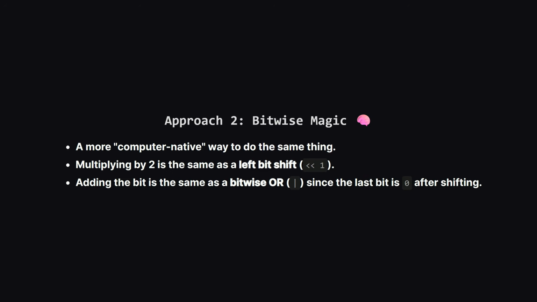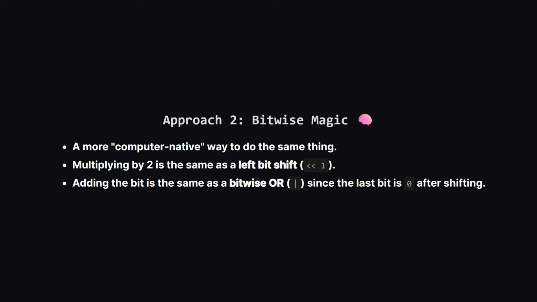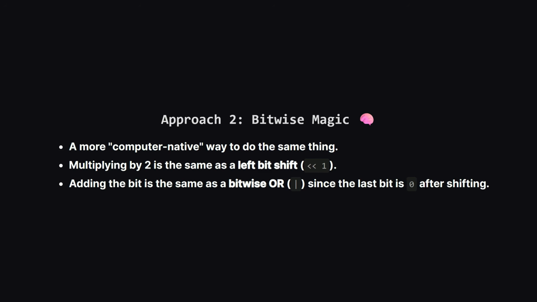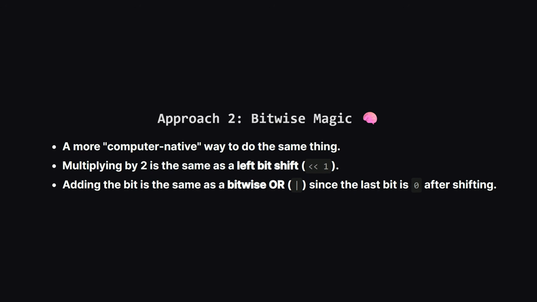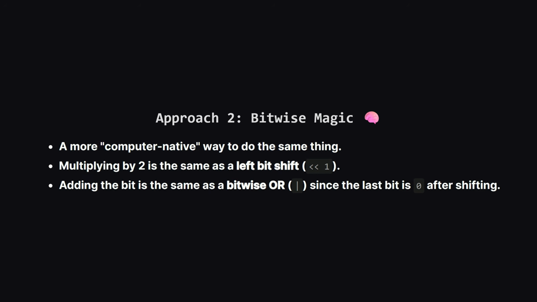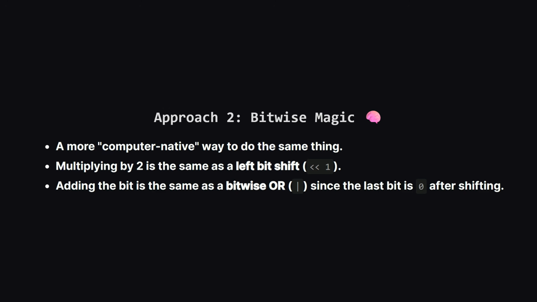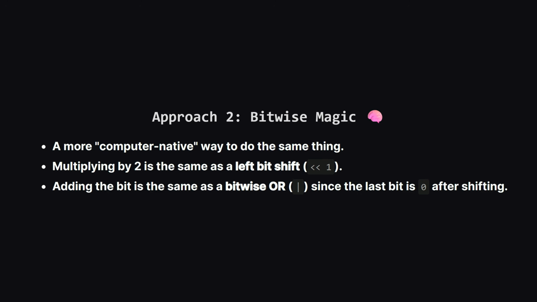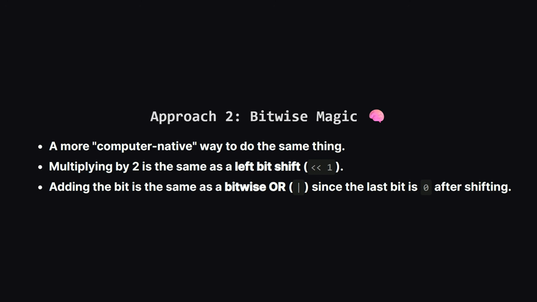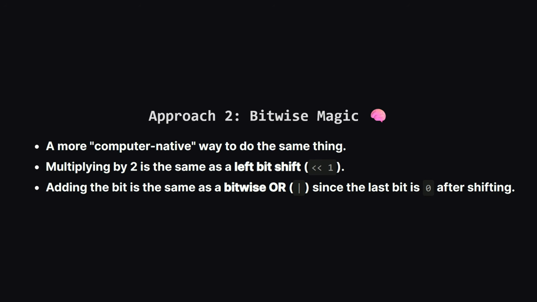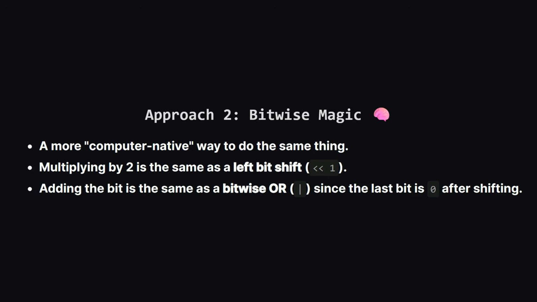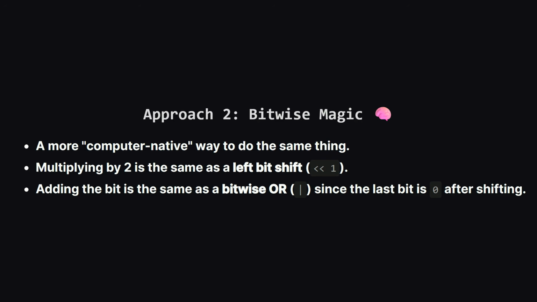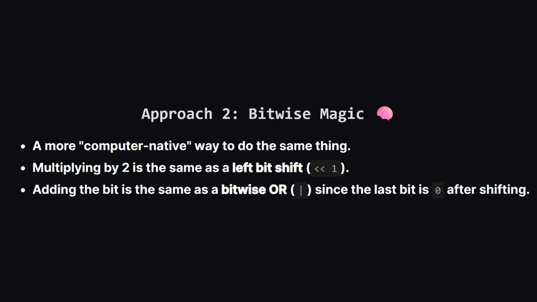Okay. Now for a second approach that does the exact same thing, but in a way that's a bit more computer-friendly. We can use what are called bitwise operations. It turns out that multiplying an integer by 2 is identical to shifting all of its bits one position to the left. The operator for that is the double less than sign. And since we know the value we're adding is either 0 or 1, and the spot we're adding it to is always empty after the shift, a simple addition is the same as a bitwise OR operation.